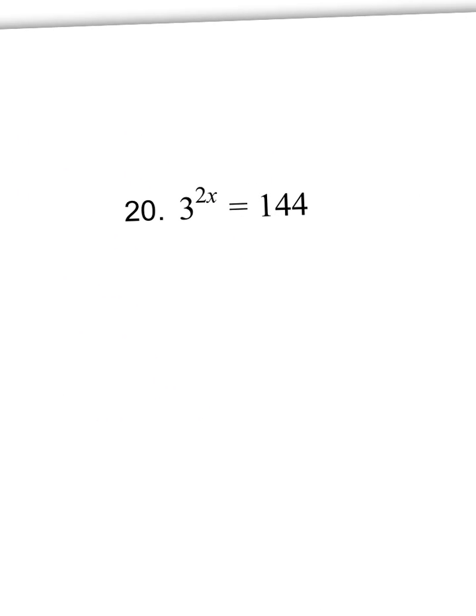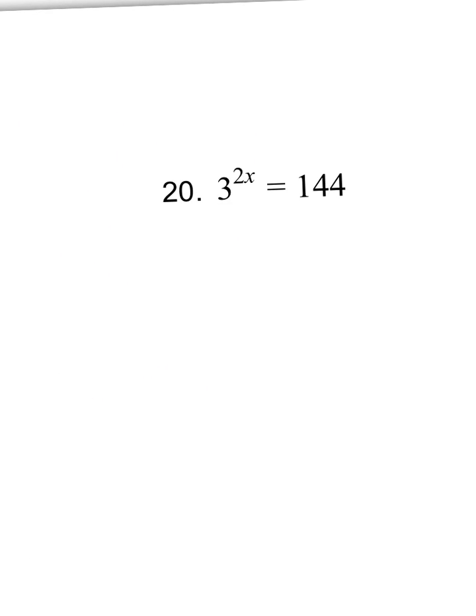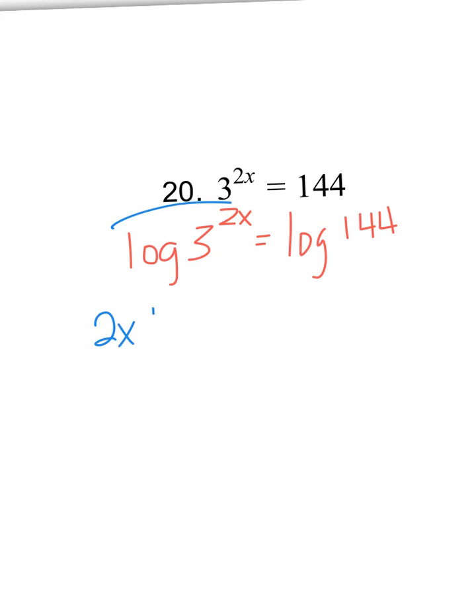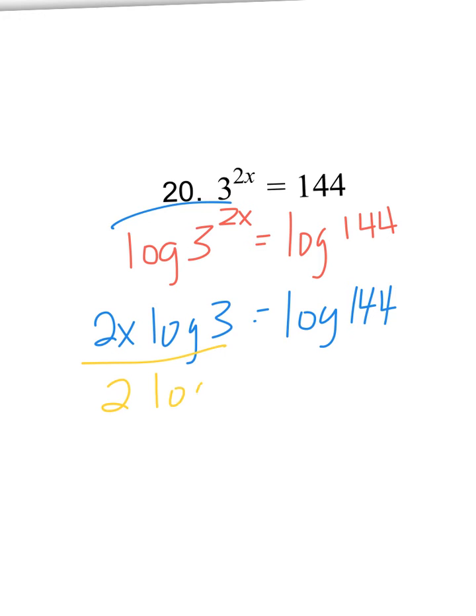So the next one, similar process here. Log of 3 to the 2x equals log of 144. Rule of logs, bring the 2x down. So 2x log of 3 equals log of 144. And now divide by 2 log 3 on both sides.